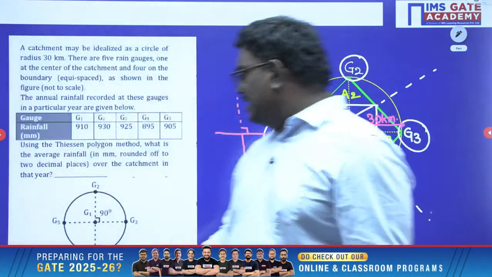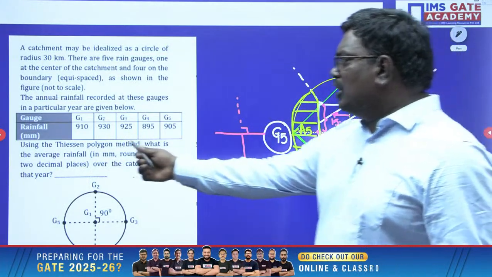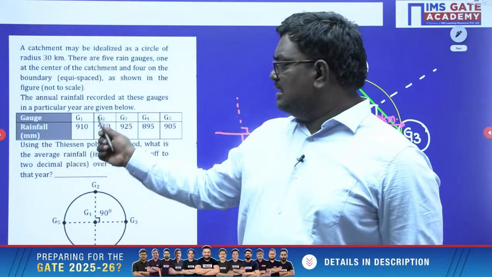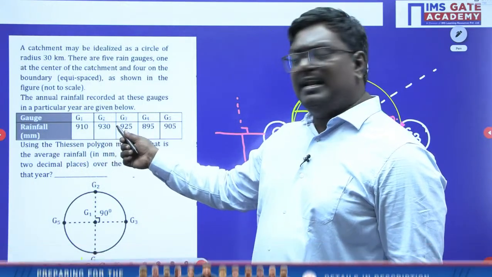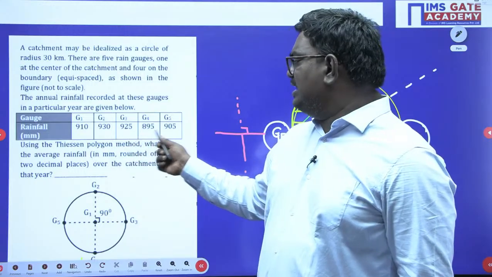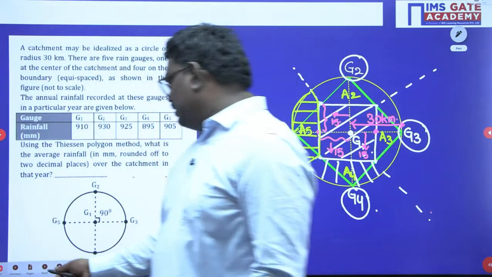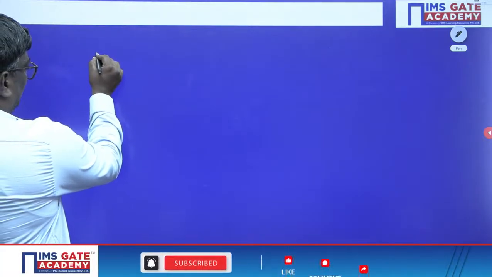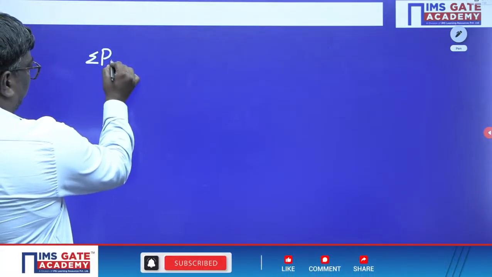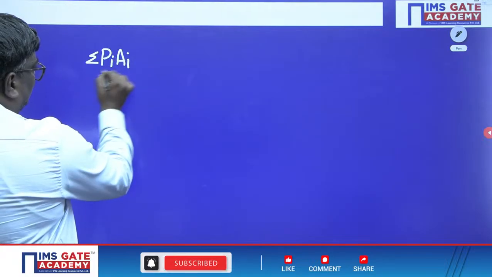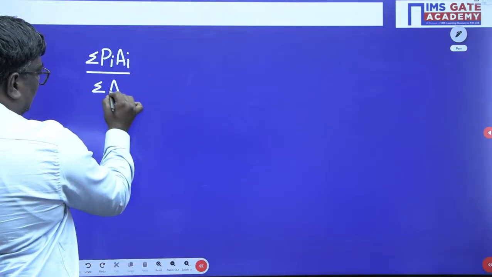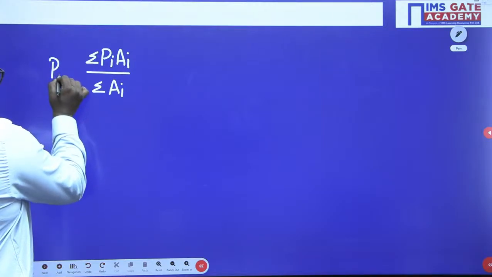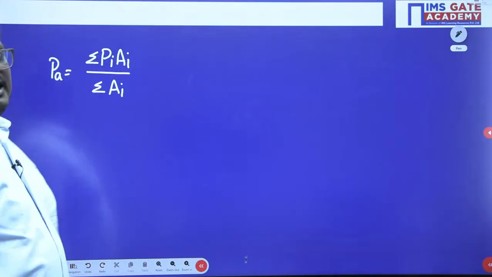Now, similarly, my dear students, we got the area of A1. So, if you see here, what is G1, sir? G1 is 910 and the remainings are 930, 925, 895 and 905. So, here, what is the formula for the Thiessen polygon method? You can say sigma Pi Ai upon sigma Ai. So, using this, you can find out the average precipitation. Am I correct or wrong?